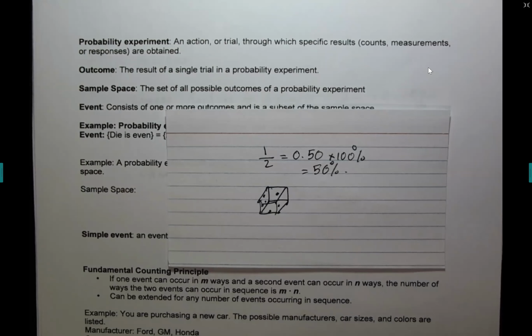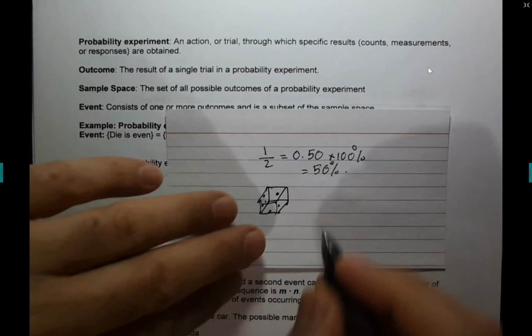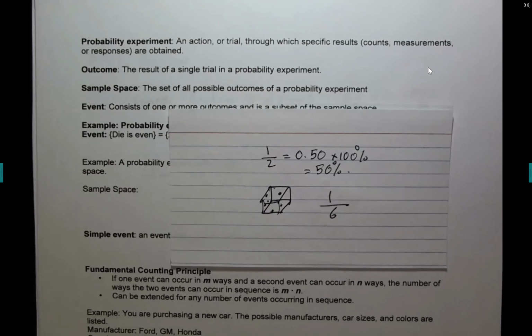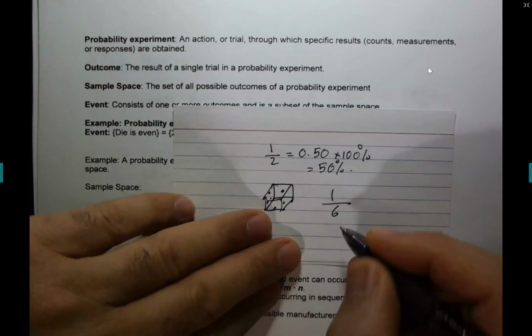1 out of 6. Why? Because the die has 6 faces. It has 1, 2, 3, 4, 5, 6. So it's 1 out of 6. Now, if he asks you to change 1 out of 6 to a decimal, you just divide 1 by 6, guys. If he asks you to change it to a percent, you just change it to a decimal and multiply by 100%. This is the chance of winning.